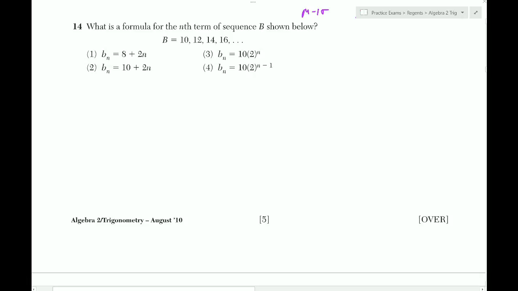What is the formula for the nth term of a sequence B shown below? Okay. So to get the nth term, we need to figure out what kind of sequence this is, and it looks like it's arithmetic. So arithmetic just means that they're adding something each time, so it looks like the rule is plus 2. Right? That rule is what we call the common difference d. And then our formula for the nth term is a sub n equals the first term plus d, which is the common difference, times n minus 1.